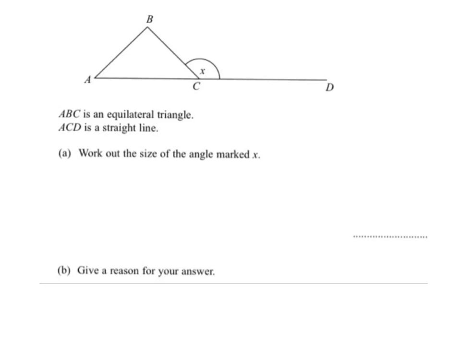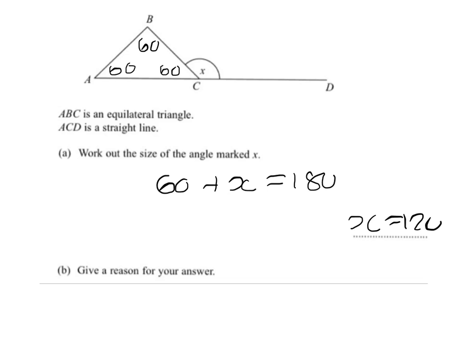So we've got an equilateral triangle, and we've got to find out angle x. On an equilateral triangle, all the angles are 60. And the angle x is on a straight line, so we know that 60 plus x equals 180, so x equals 120. So the reasons are 60, because it's equilateral, and then a straight line rule.